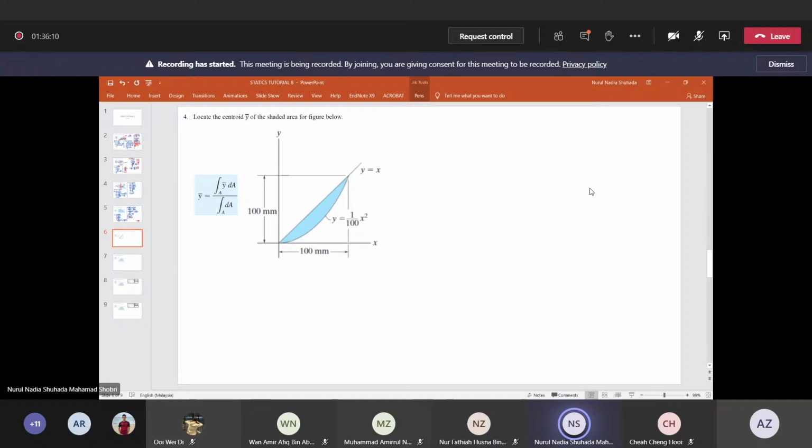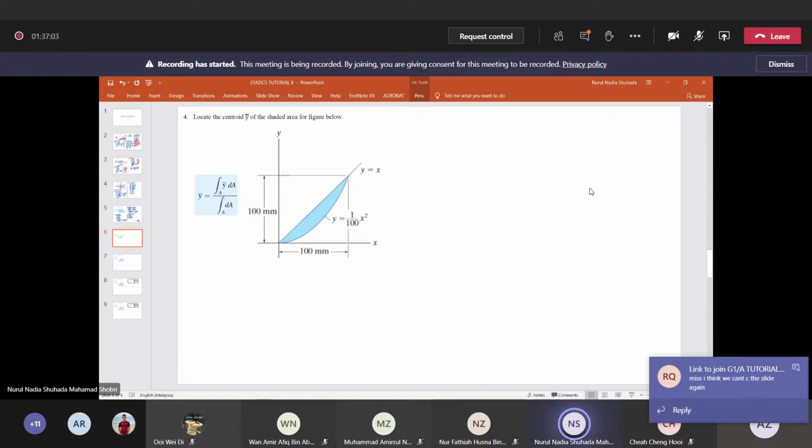So you can directly integrate. Integrate 10 y to the power of 3/2 divided by 3/2, minus y to the power of 2 divided by 2. If you solve this, you will get the value minus 0, and this will equal 5,000/3. This is for the area part.